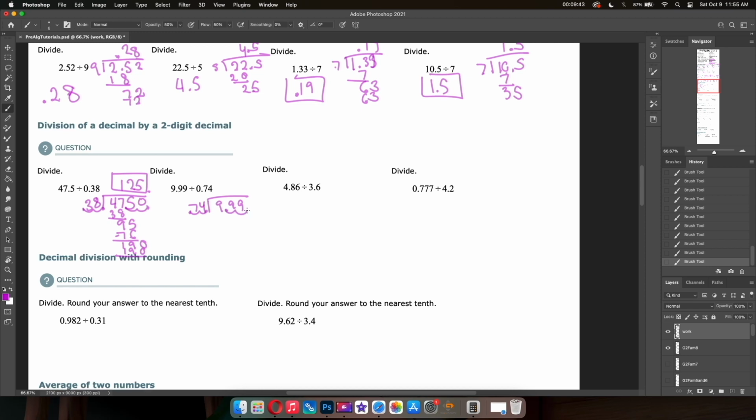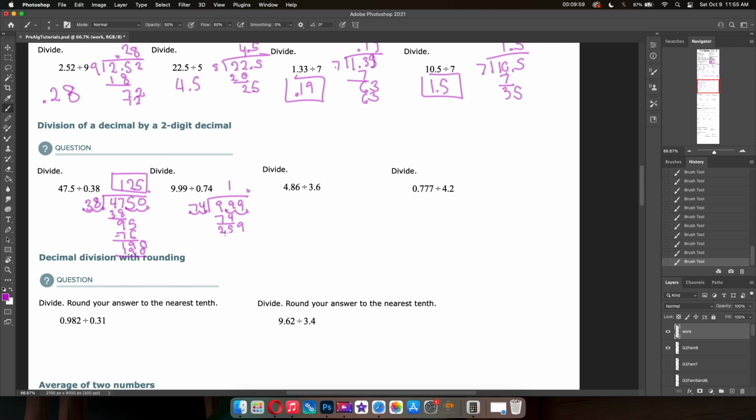Move it over 1, 2. So the decimal answer is going to go here. 74 goes into 99 once. I definitely know that. So that's going to be 25. Let's see here. So then what will that be?